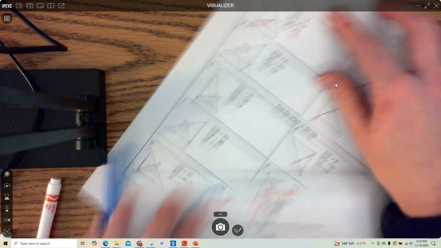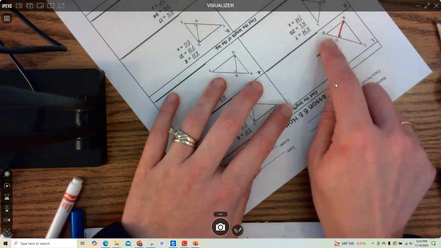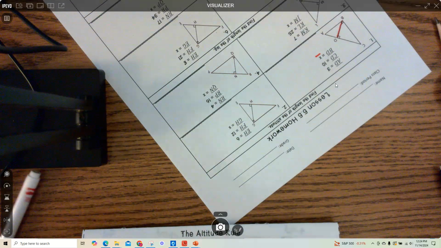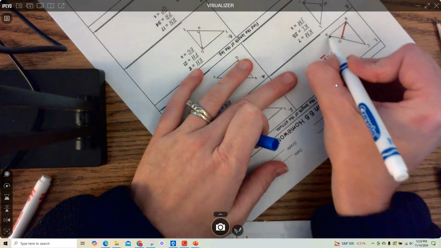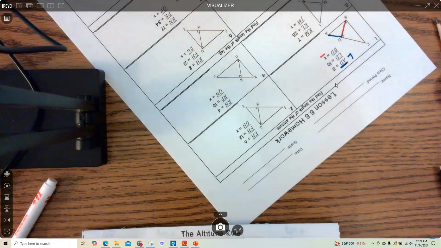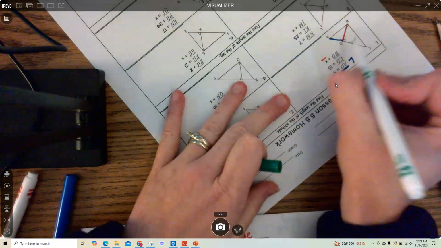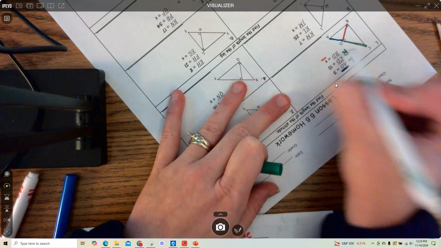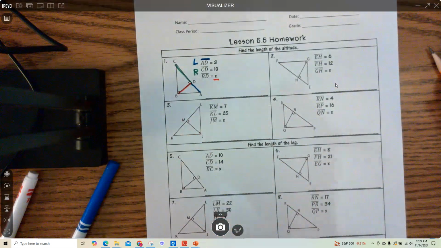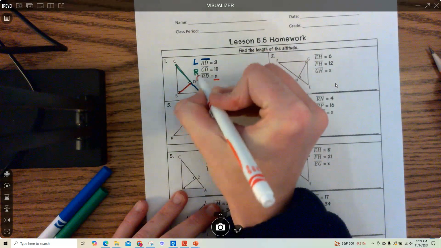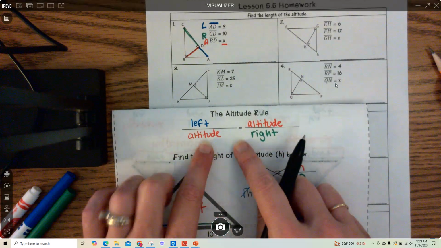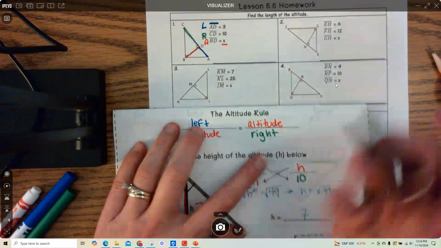So, if you need to turn the page, AD, is that a left or a right? It's a left. AD is a left, and that means CD is a right. So you need to know which pieces you're dealing with. Like I said, if you need to color code, you're more than welcome to. So we can set up this proportion using these pieces.